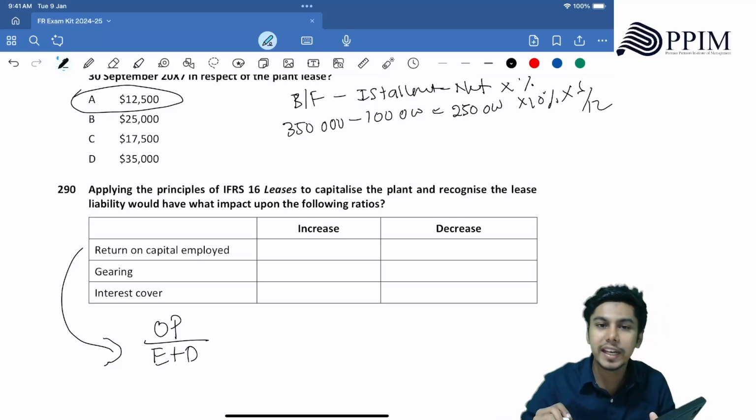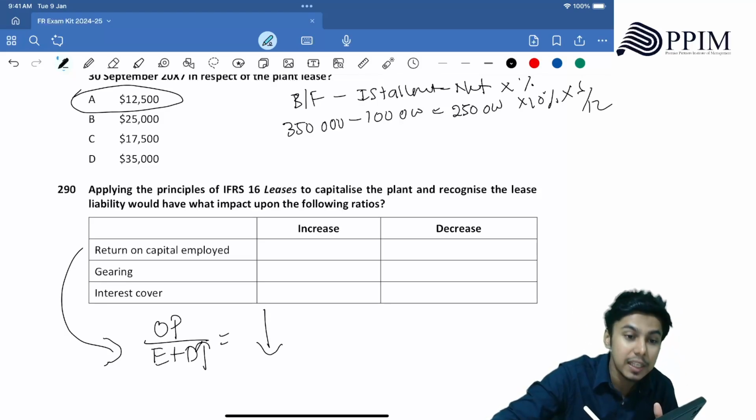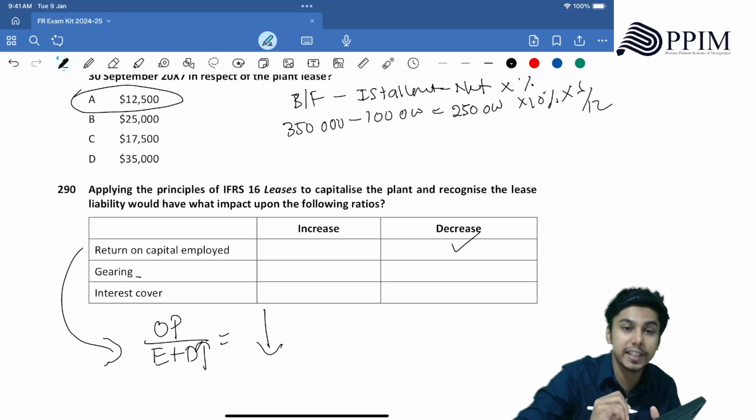Does my equity get affected? No. Debt? Yes, because lease is a liability now. So guys, what will happen? Debt will go up. When debt goes up, the ratio will come down. This will decrease.